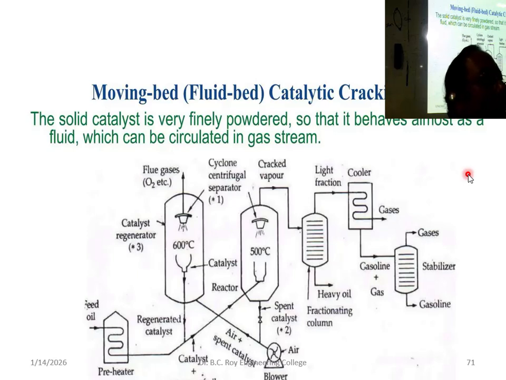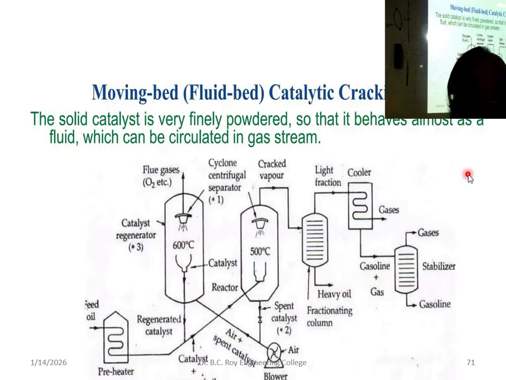How to solve that problem? There are different ways we can solve the problem. Number one, we can use some lead additive, TML, tetraethyl lead or tetramethyl lead. But I have not told you yet why it happens. I think that will clarify all your problems. Why does this knocking happen?